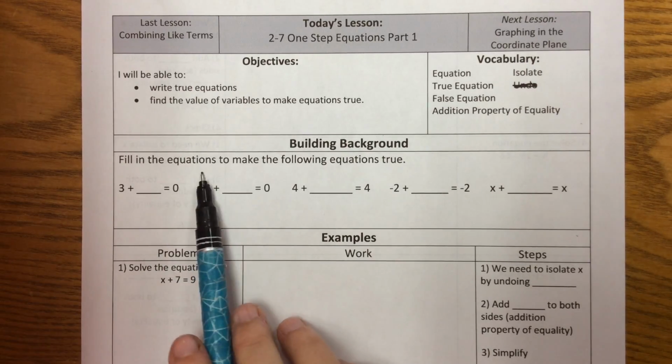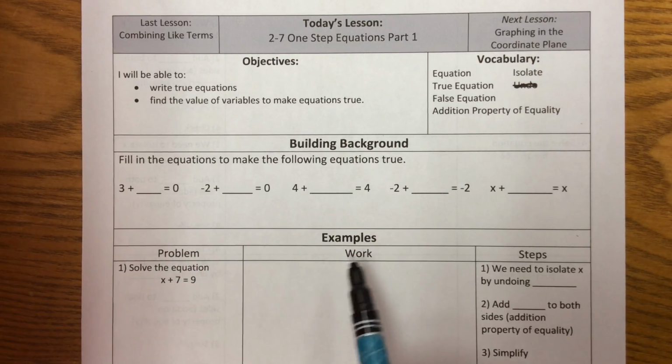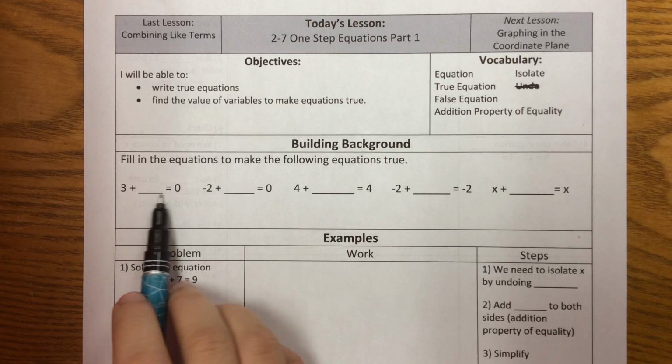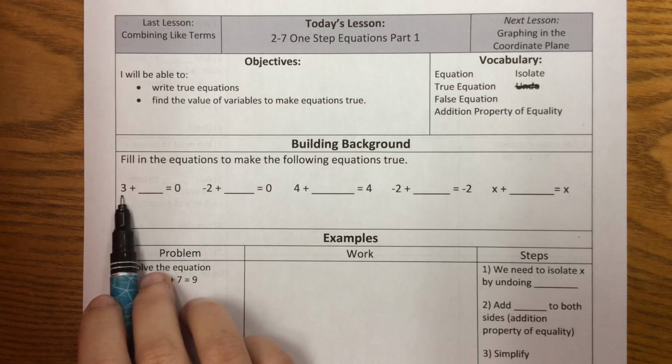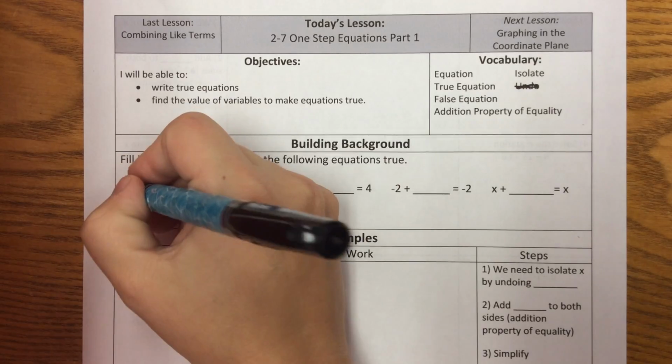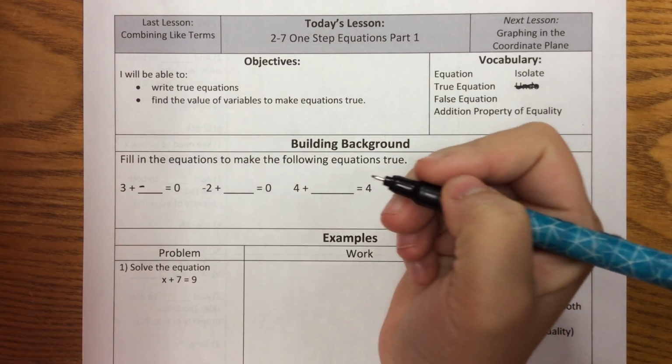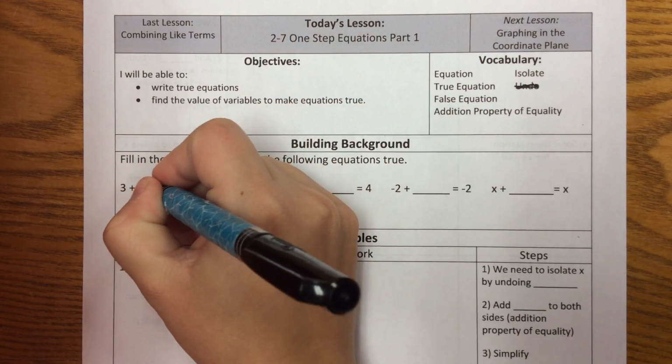All right, so fill in the equations to make the following equations true. So 3 plus what number equals 0? Well, we have to go backwards because we're at a positive. So we're going to put in a negative, and that'd be 3 plus negative 3 is equal to 0.